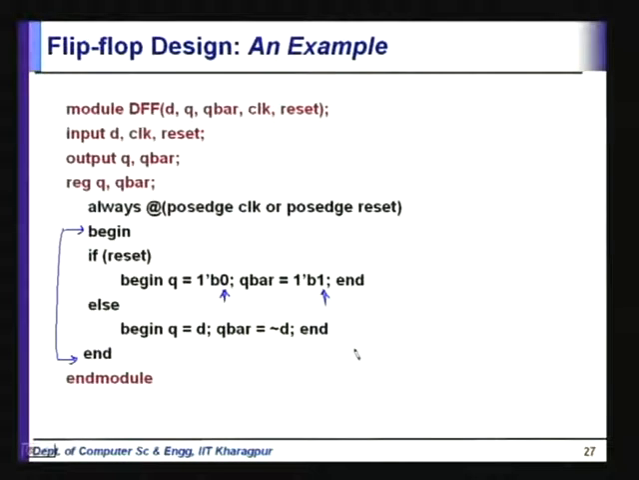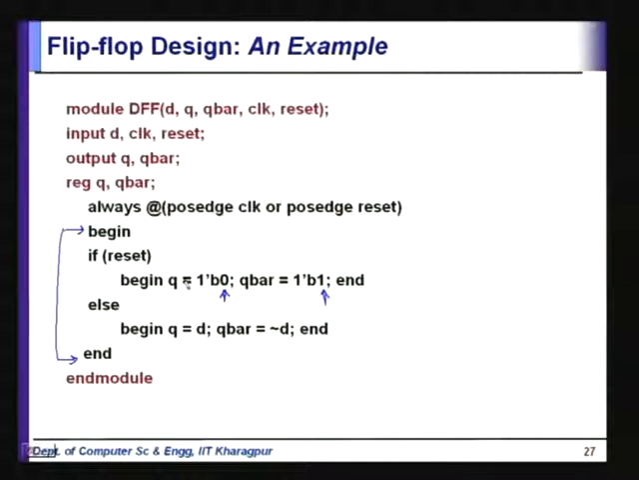Is that clear? So what difference will it make if we write Q <= 1'b0 and Q bar <= 1'b1? Here, this one has to be immediate, because the reset takes place even without the clock. Whenever reset is high, you want this to happen immediately, not in the next clock cycle, not at the end of the simulation. It has to happen immediately. That is why it is a blocking assignment here.